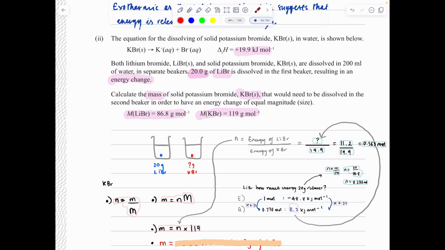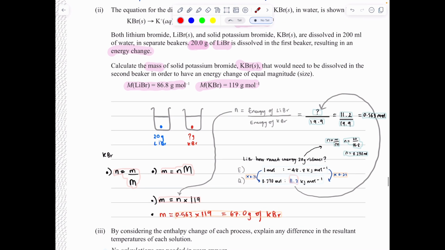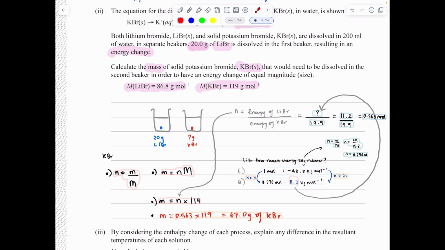So take some time to do that yourself, calculate it, pause the video. And you should get 0.563 times 119 equals 67.0 grams of KBr. Okay. It was a lot, this question. Very, very tricky, which is why it's worth an achieved. Just kidding, it's worth an excellence, of course.